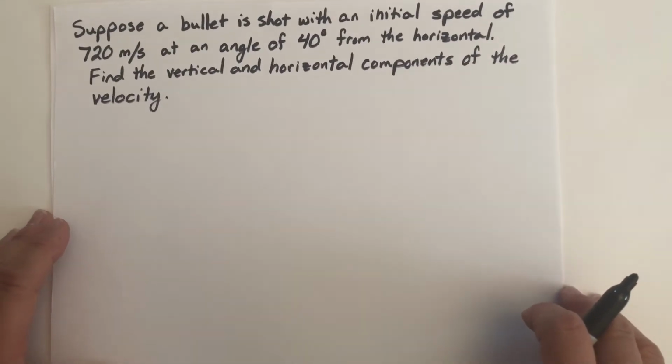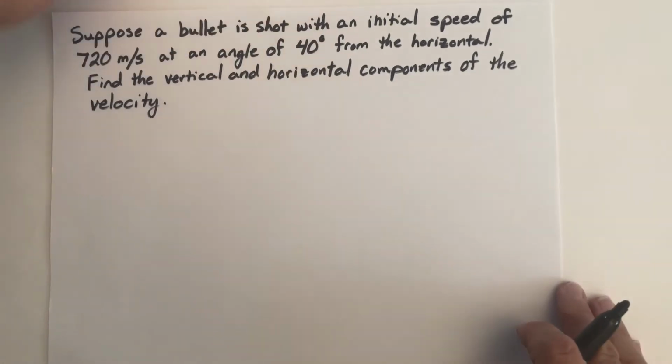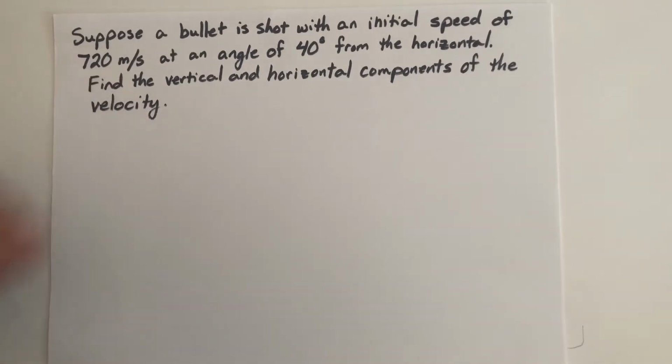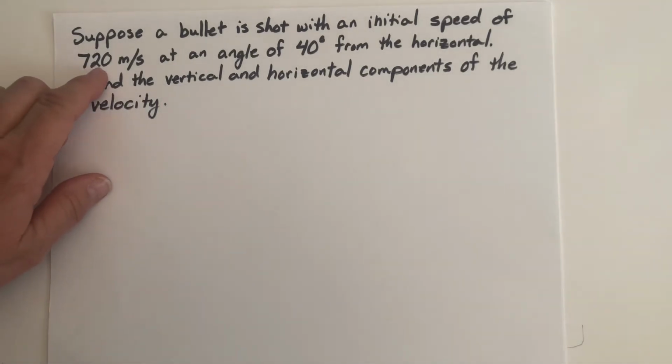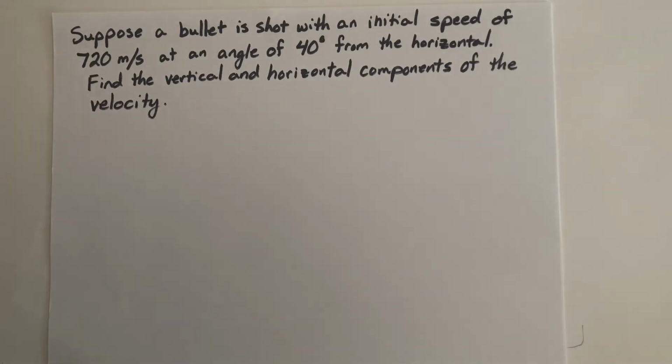Suppose a bullet is shot with an initial speed of 720 meters per second at an angle of 40 degrees from the horizontal. Find the vertical and horizontal components of the velocity. And I just want to mention that sometimes people use velocity and speed interchangeably, but in fact, they aren't the same. The speed is actually the magnitude of the velocity. The velocity represents both the speed and the direction. You need both for the velocity.